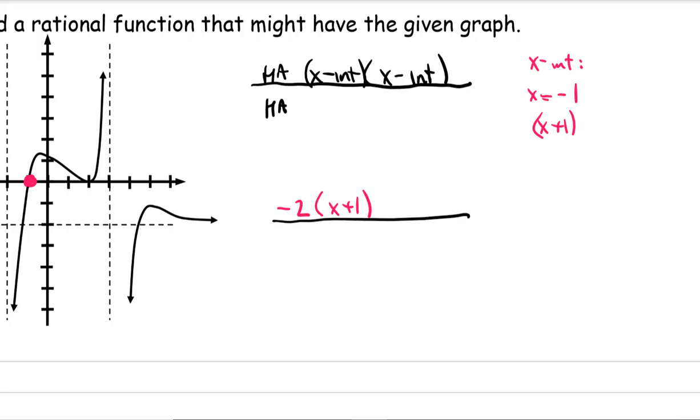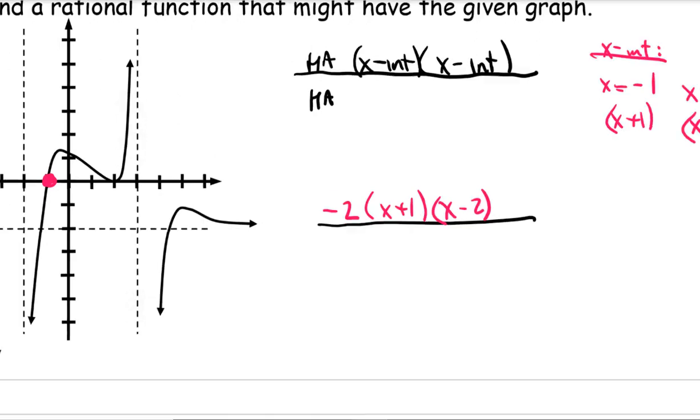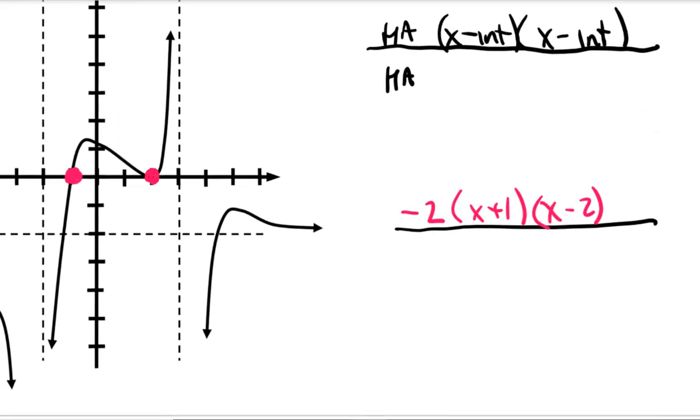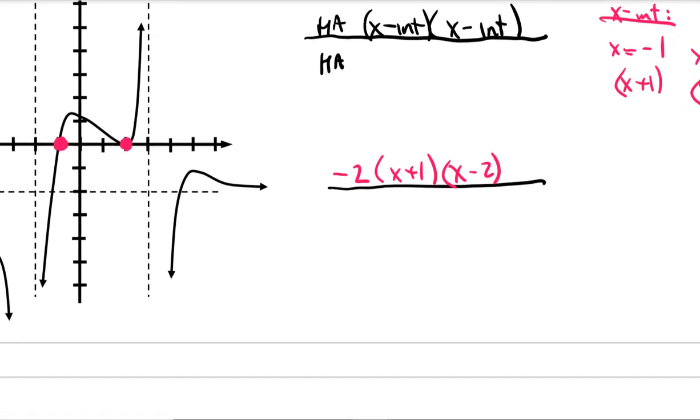My other x-intercept solution is x equals 2, which means my factor is going to be x minus 2. So my x-intercepts go in the numerator. Now, this particular factor, check this out, this guy bounces right here. Anytime you have a zero that bounces, that means that factor could repeat an even number of times. So we're going to put a little squared next to x minus 2.